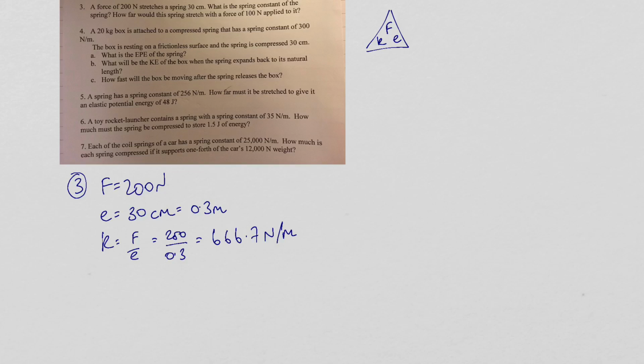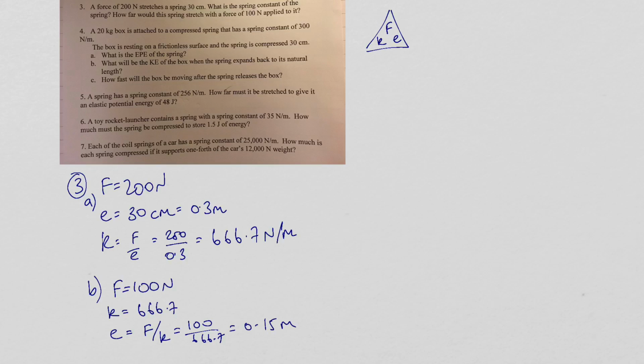So now for part B, how far would it stretch if we had a force of 100 newtons? So another force, we now know k from the previous question. We want to find E. So that's F over k, so 100 over 666.7, which is 0.15 metres. Now, is that what we expect? Well, yes it is. We've halved the force, so we've halved the extension. So that looks about right.